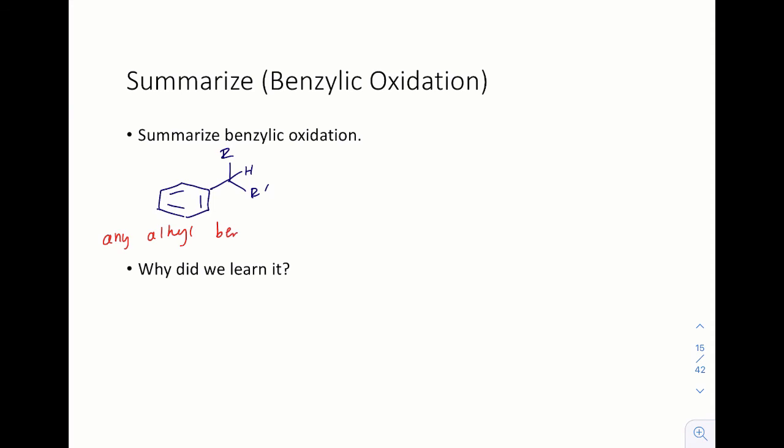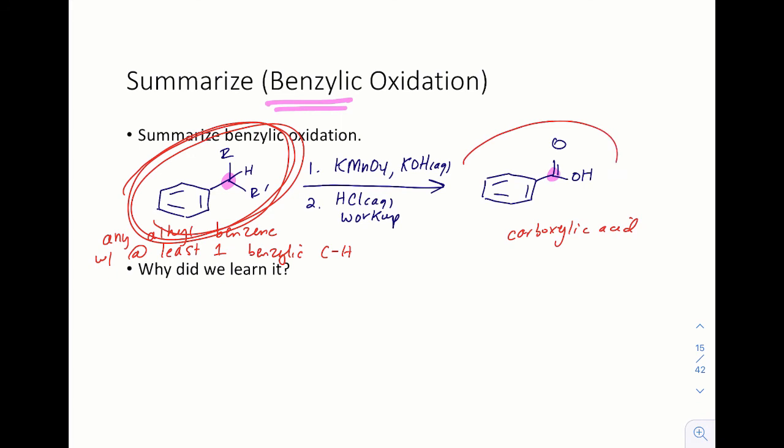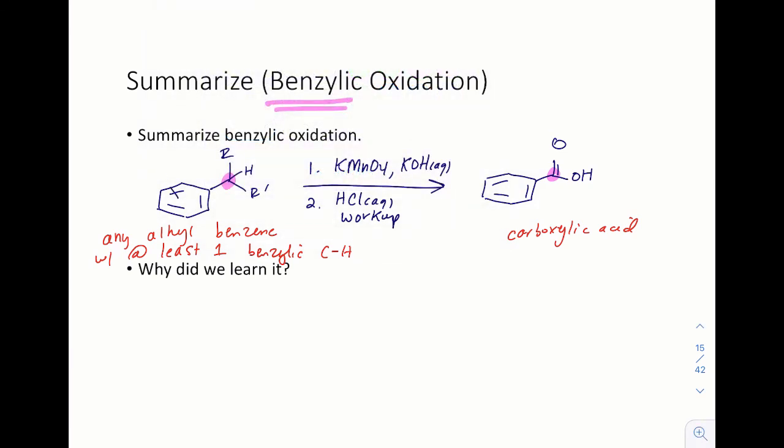We learned that any alkyl benzene with at least one benzylic CH will undergo full oxidation at the benzylic position, the carbon adjacent to the phenyl ring, to yield a carboxylic acid. If this was simply a monosubstituted benzene, just an alkyl benzene, then specifically it yields benzoic acid. However, this reaction works as well for substituted alkyl benzenes to yield substituted benzoic acids. So there can be other substituents there as long as they're compatible with these conditions.